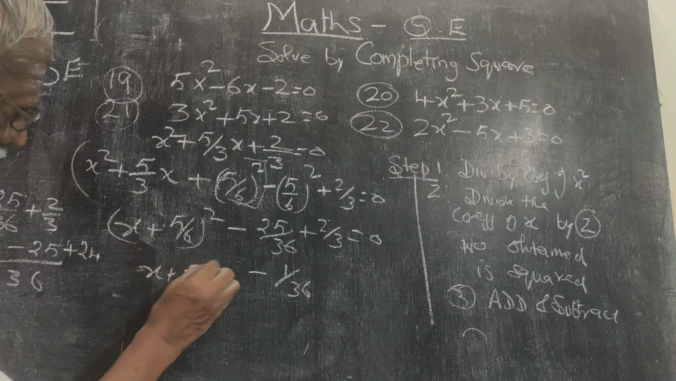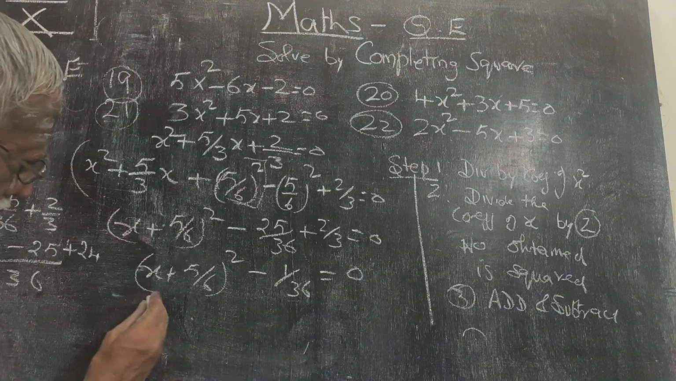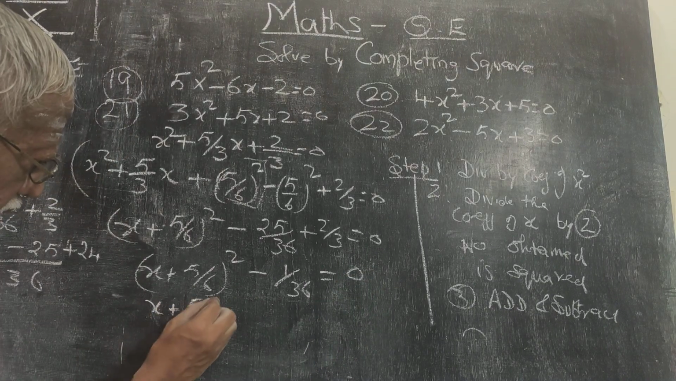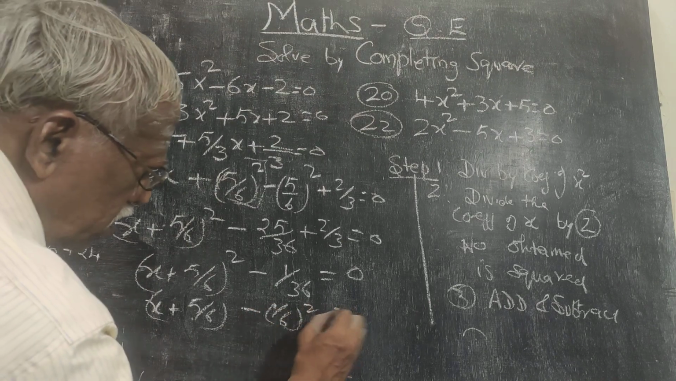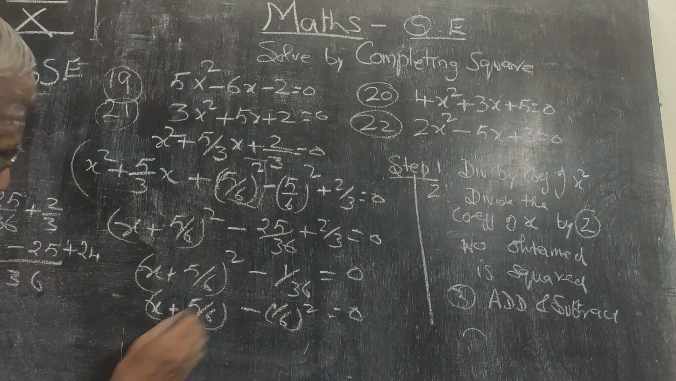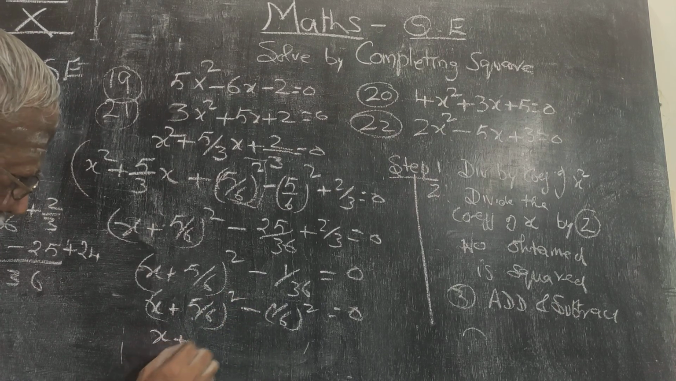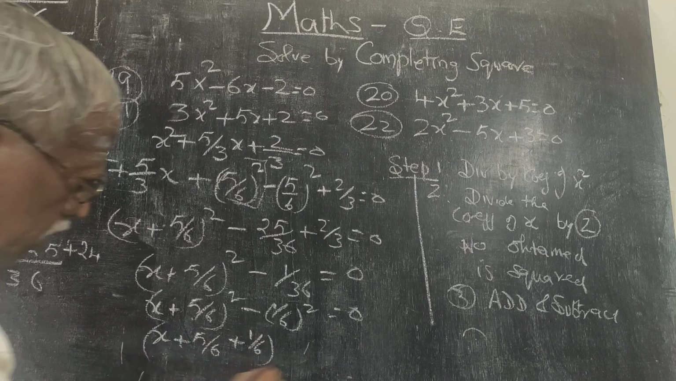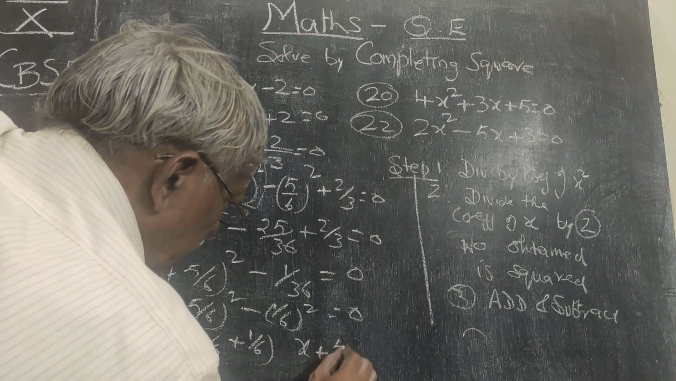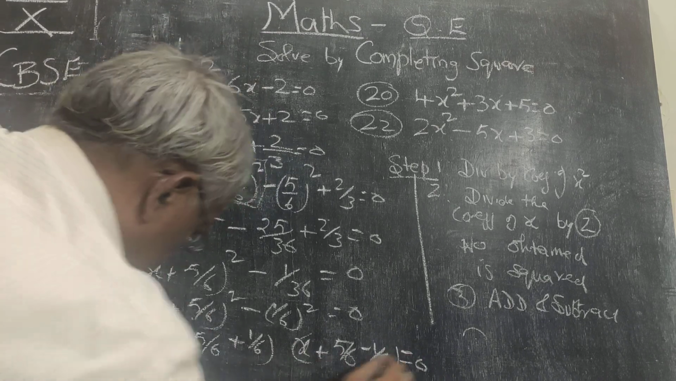x plus 5 by 6 the whole square equal to 0. That means x plus 5 by 6 the whole square minus 1 by 6 the whole square equal to 0. Therefore, a square minus b square, a plus b, a minus b. So, x plus 5 by 6 plus 1 by 6 into x plus 5 by 6 minus 1 by 6 equal to 0.